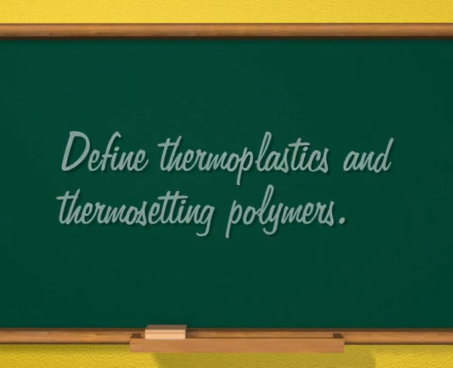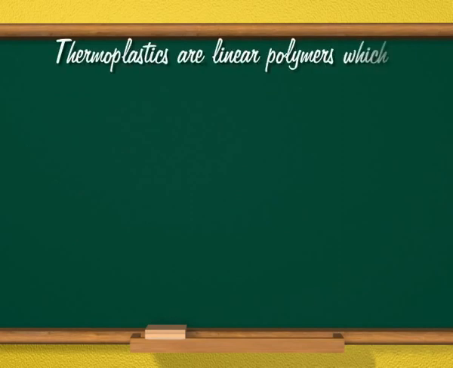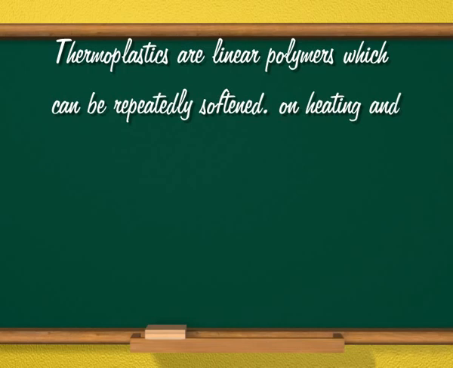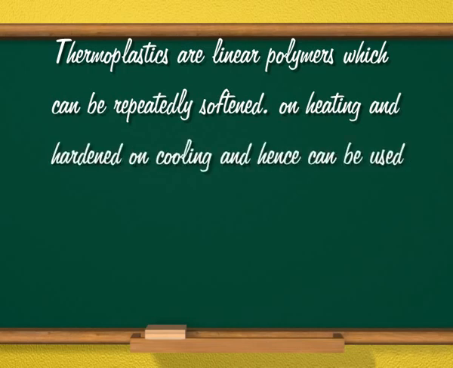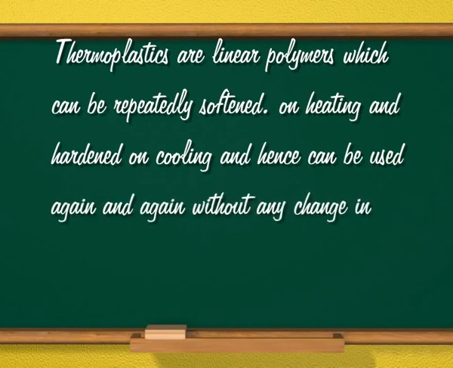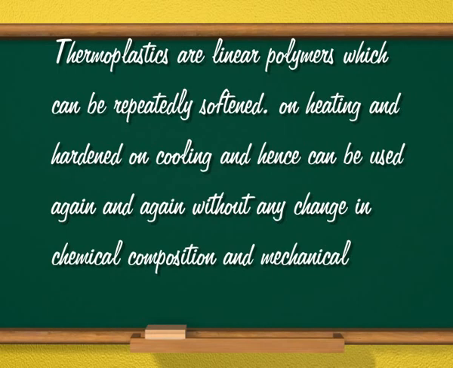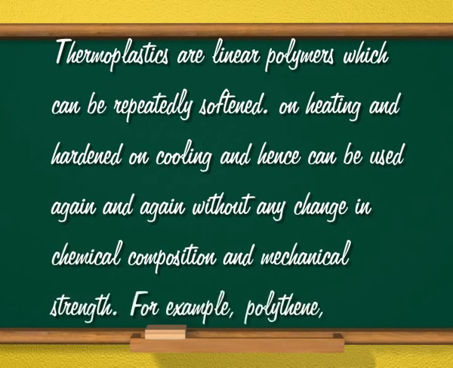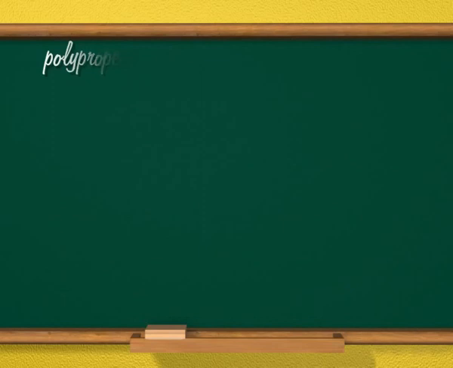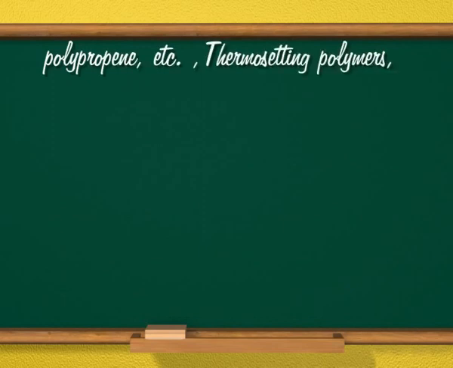The answer is, thermoplastics are linear polymers which can be repeatedly softened on heating and hardened on cooling, and hence can be used again and again without any change in chemical composition and mechanical strength. For example, polyethylene, polypropylene, etc.